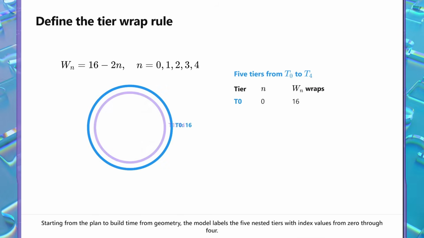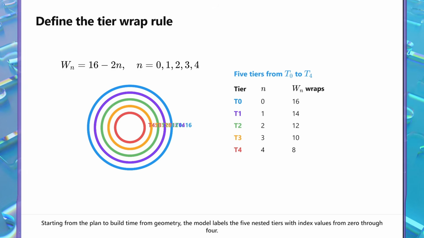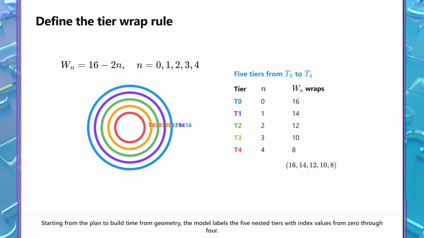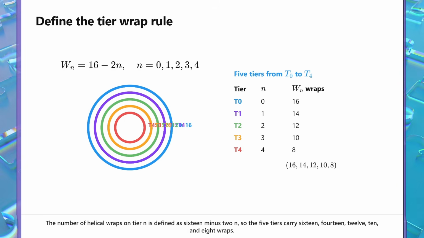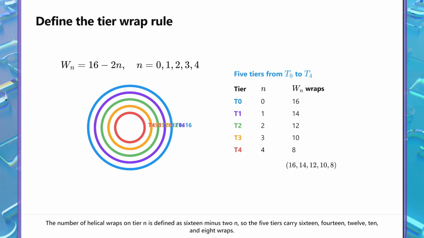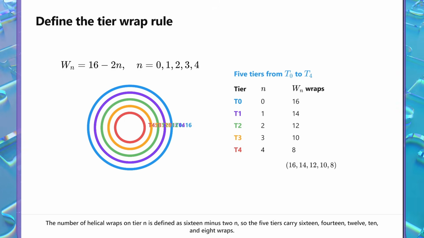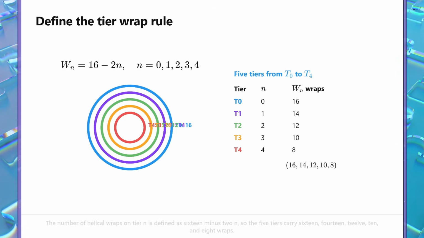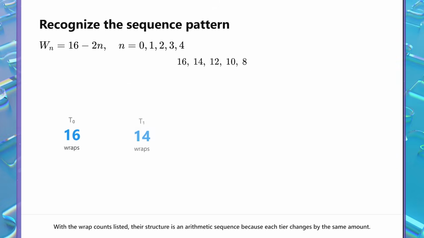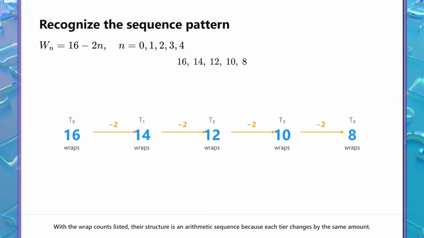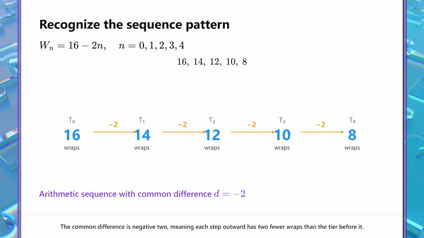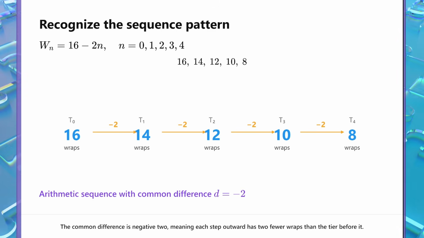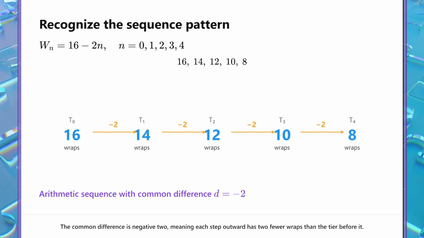Starting from the plan to build time from geometry, the model labels the 5 nested tiers with index values from 0 through 4. The number of helical wraps on tier n is defined as 16 minus 2n, so the 5 tiers carry 16, 14, 12, 10, and 8 wraps. With the wrap counts listed, their structure is an arithmetic sequence because each tier changes by the same amount. The common difference is -2, meaning each step outward has 2 fewer wraps than the tier before it.